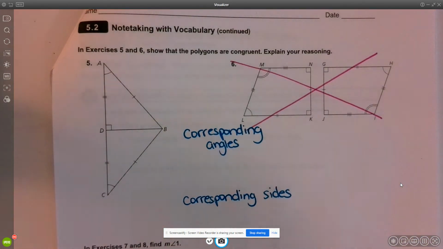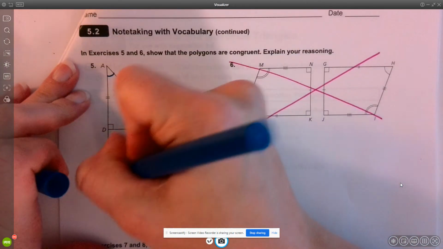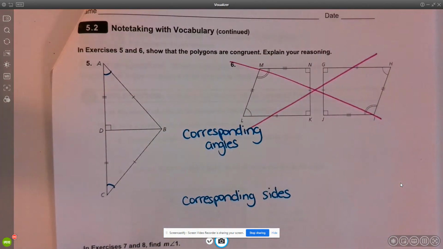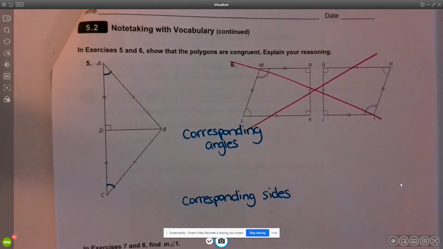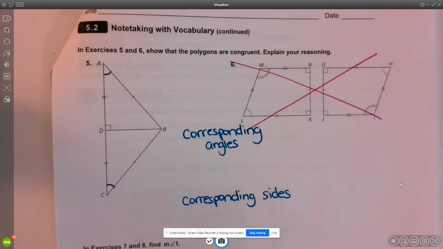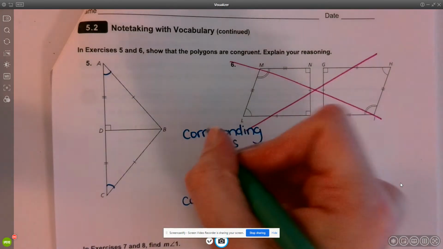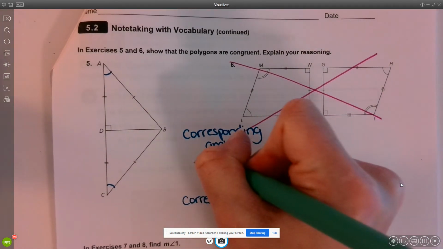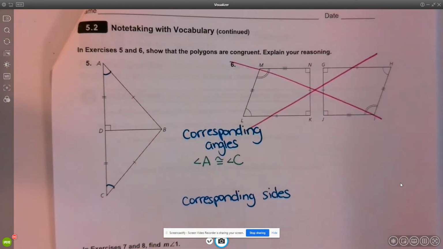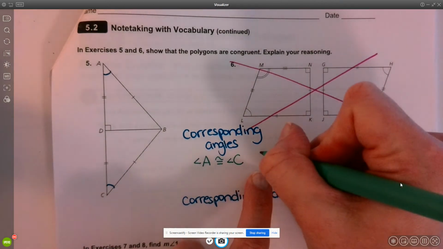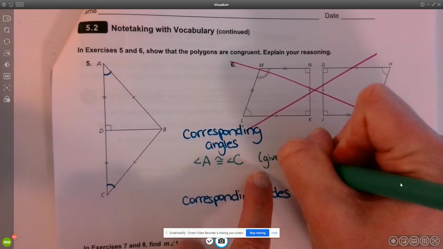So let's find one angle pair that are congruent. So in the picture, I can see angle A and angle C are congruent. I'm going to go ahead and put that as one of my corresponding angle pairs. Angle A is congruent to angle C. And I'm just going to make a little note for myself that I know this because it was given to me in the picture.